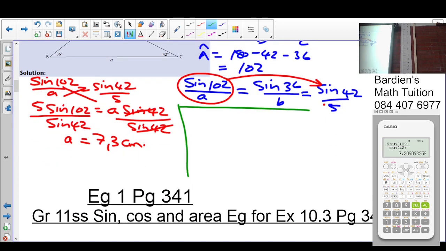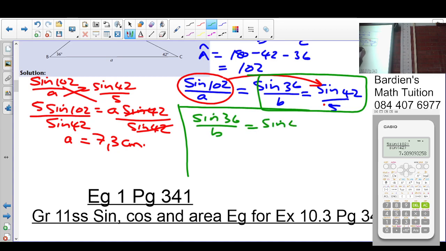Now to calculate lowercase b. I'm not going to say those two equal to each other. Not so. I say sine 36 over b is equal to sine 42 over 5. I could have said it equal to this here as well. Doesn't matter. Sine 102 over 7.3 is equal to sine 36 over b. It's the same thing. But the only thing is, if you made a mistake here, that mistake will filter into that answer. So what do I do?